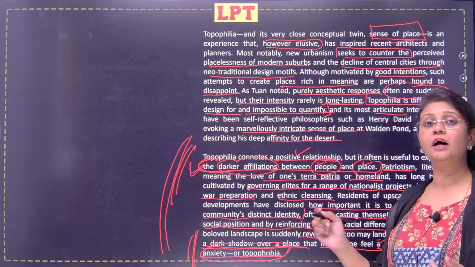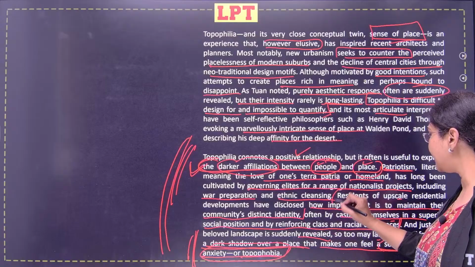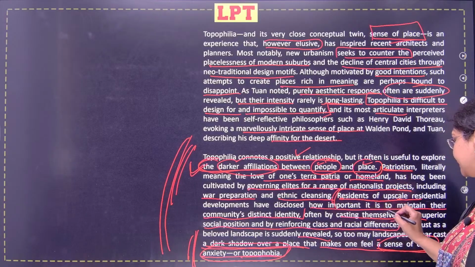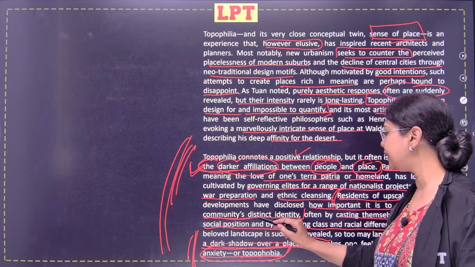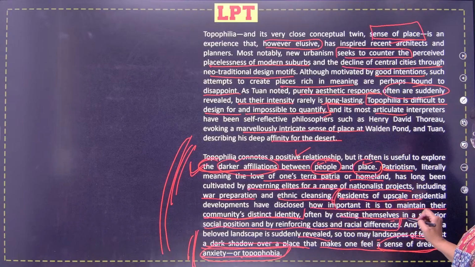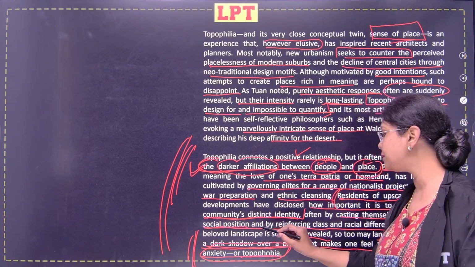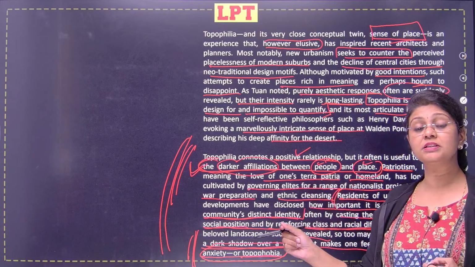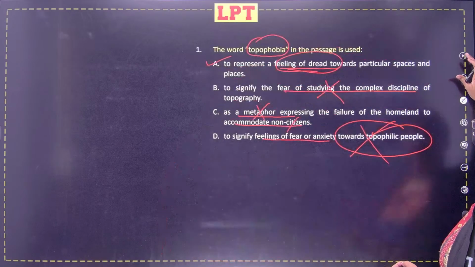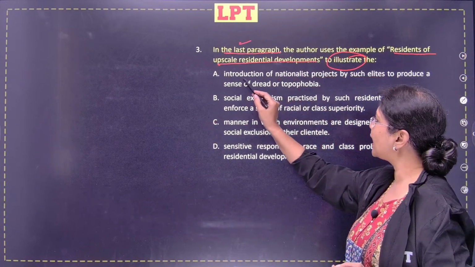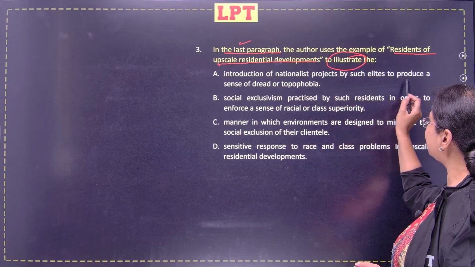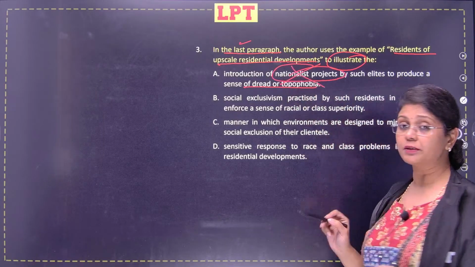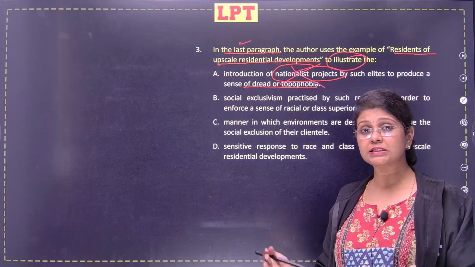All right, so let's read the context that was given to us. So it says residents of upscale residential developments have disclosed how important it is to maintain their community's distinct identity, often by casting themselves in a superior social position and by reinforcing class and racial differences. So this is where the reference to your question lies. Let's look at the options now. So it says introduction of nationalist projects by such elites to produce a sense of dread or topophobia. Well, this is absolutely not supported by the passage. So this cannot be the answer that we are looking for.